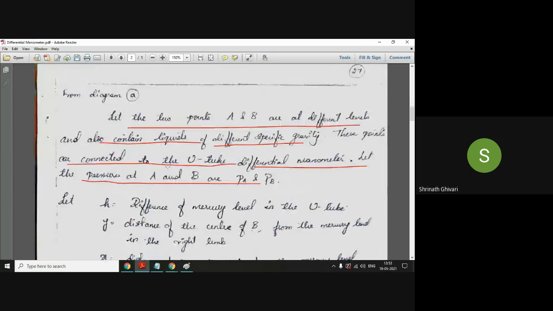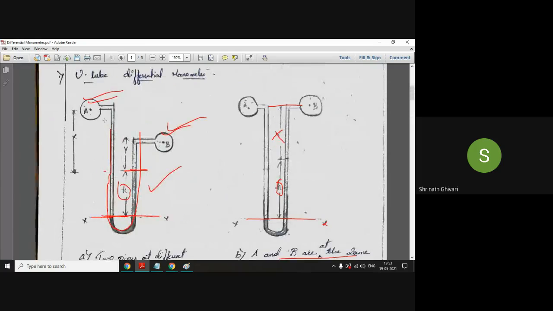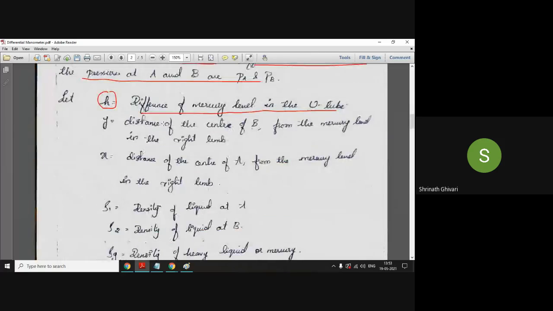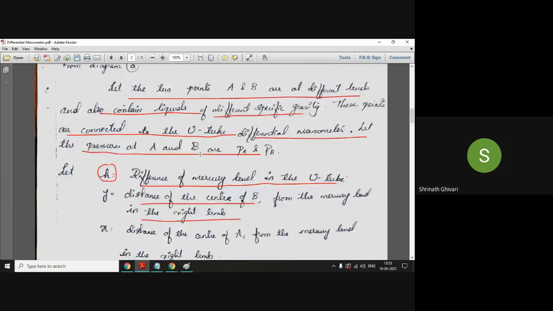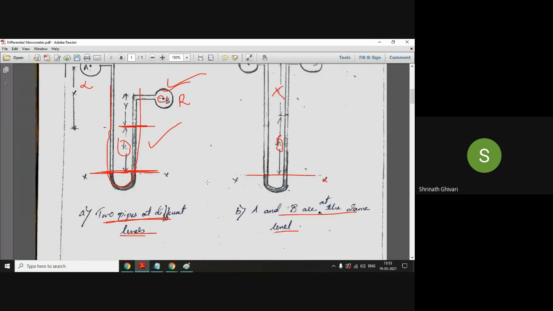Now we'll go to the terms. H is the difference of mercury level in the U-tube. Then what is next? Y is the distance of the center of B from the mercury level in the right limb. Which is the right limb? This one. So Y is the distance between the center of the pipe and the mercury level in the right limb. This is the left limb.